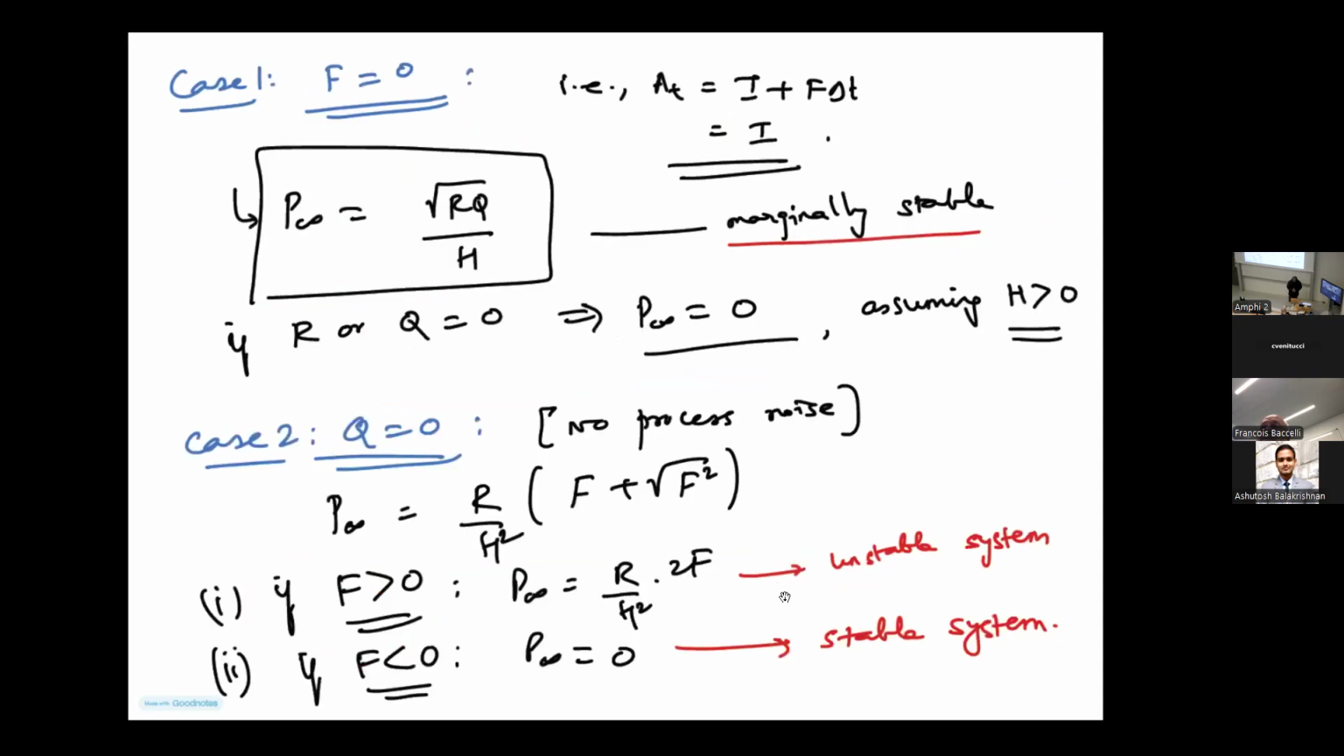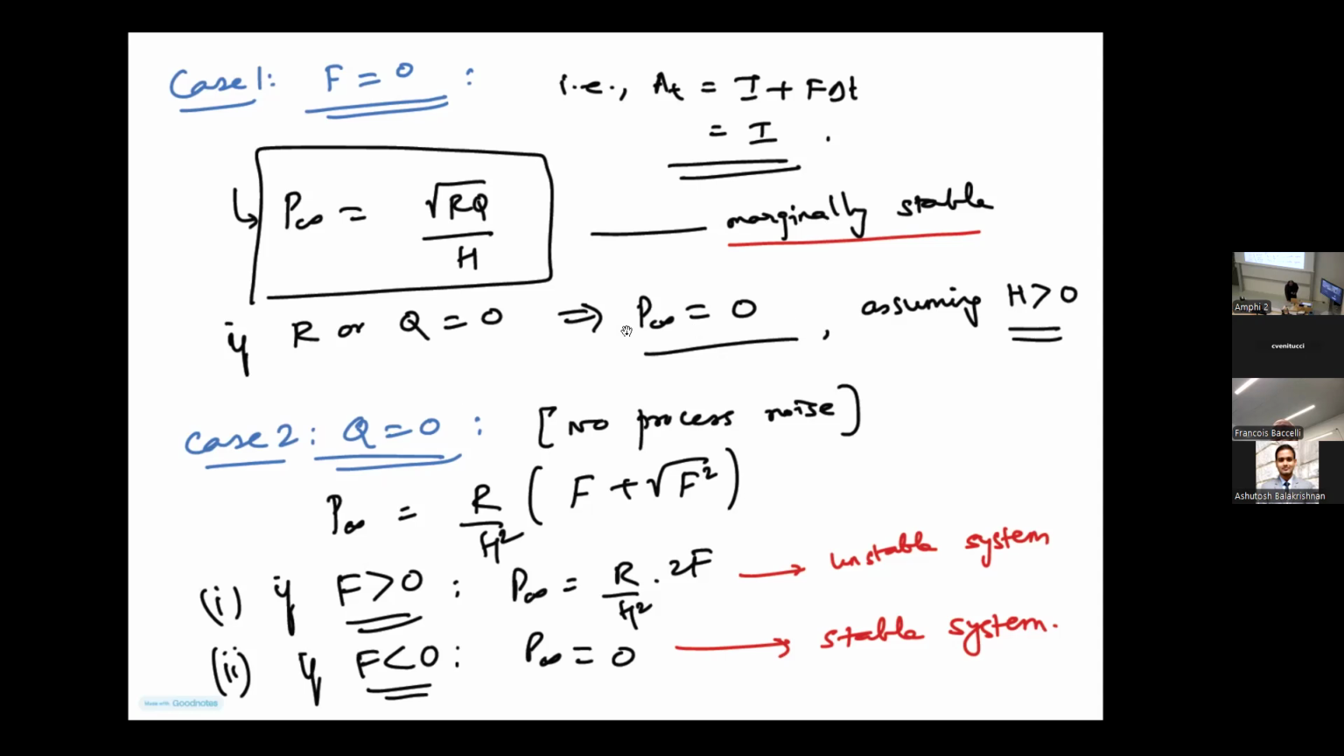So we can analyze this for two cases. If F is 0, that is basically A in the discrete case is an identity matrix. In this case, you observe that P infinity is root RQ by H. So R and Q are the noise covariances, and H is the measurement function. And this comes out to be marginally stable if F is 0. And if either of R or Q is 0, in that case, P infinity is 0, assuming that H is greater than 0.